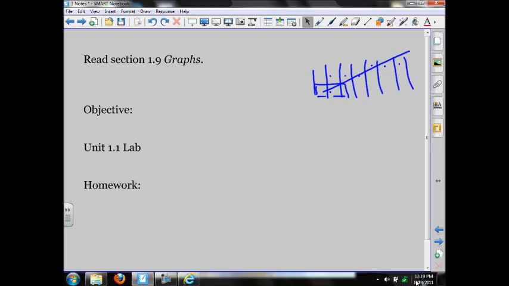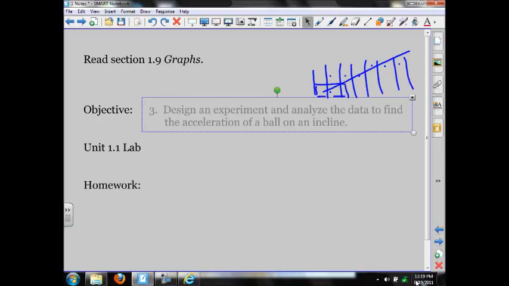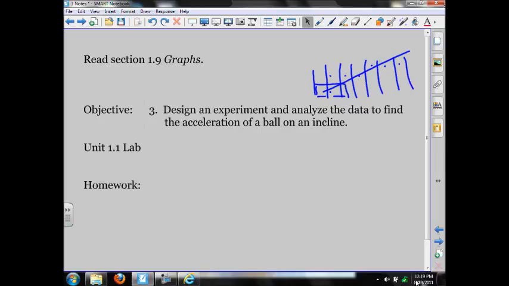All right. The last thing we're going to do today is work on the lab. The goal for that is to design an experiment and analyze the data to find the acceleration of the ball on the front. Obviously, the ball is going to be accelerating as it moves downward. We're going to be taking some measurements to find what that acceleration is. But obviously, we shouldn't be getting a number greater than what?